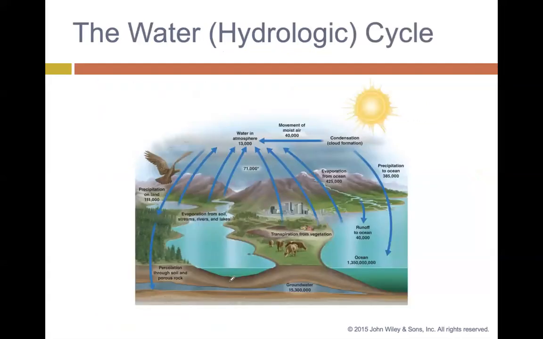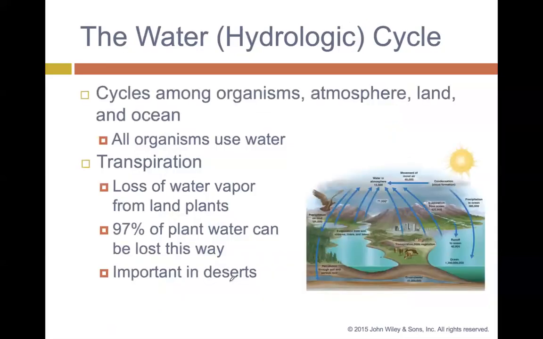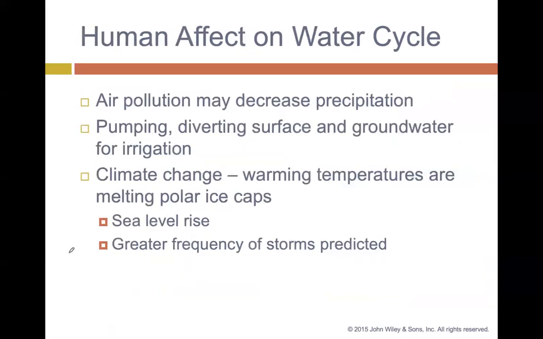And then we get to the water cycle, which is probably the easiest to understand and one you learned about since grade school days. And we'll talk about how it moves through the atmosphere and up and down. So the water cycle cycles among organisms, atmosphere, land, and oceans. All organisms use water. Transpiration is the loss of water vapor from land plants, and 97% of plant water can be lost this way. This is super important in deserts when we're talking about desert plants.